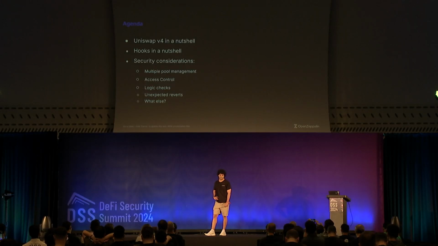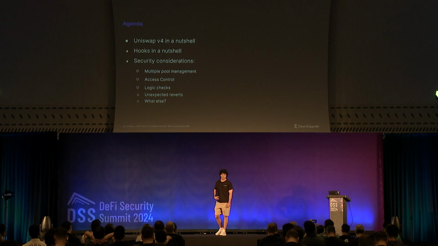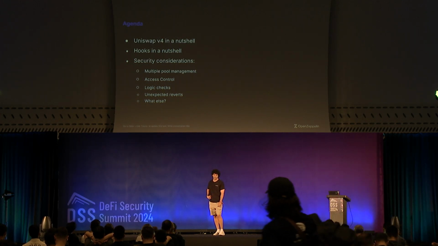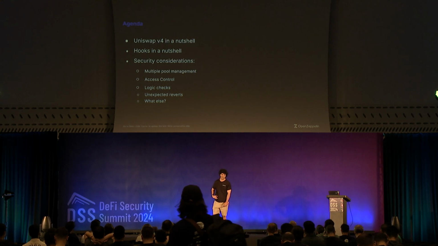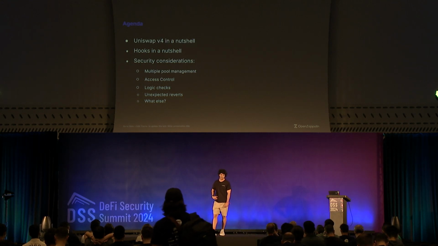Short agenda for today, because we only have 10 minutes. We're going to talk a little bit about Uniswap V4, what hooks are, and we're going to go through 4 main, but also very simple security considerations to take into account. And we're going to see some code snippets and some examples in real code, or at least ChatGPT-generated code that I used to create these slides. And then I'm just going to list a couple of other considerations, but again, the list is literally infinite.